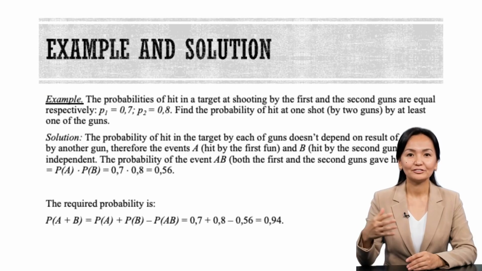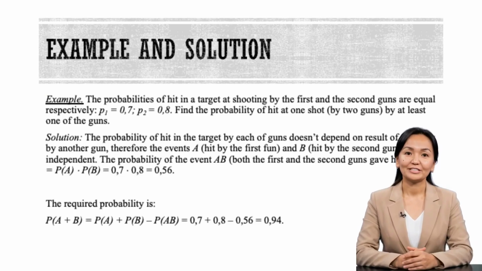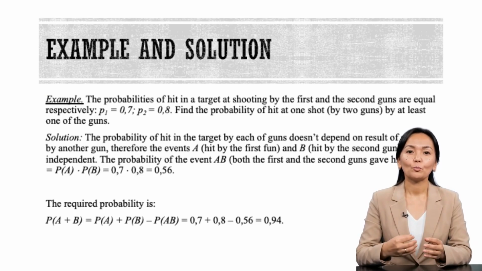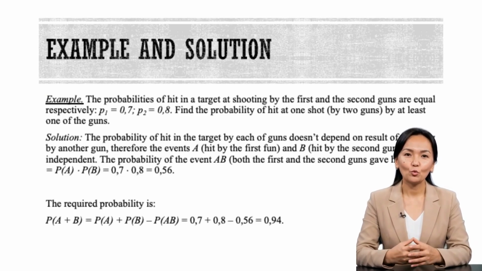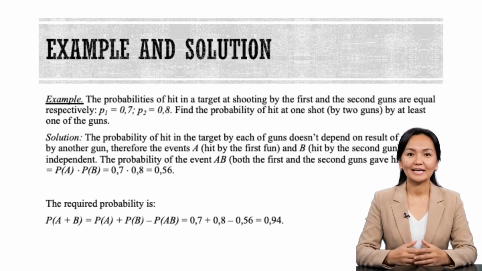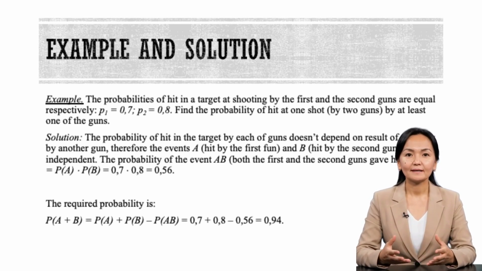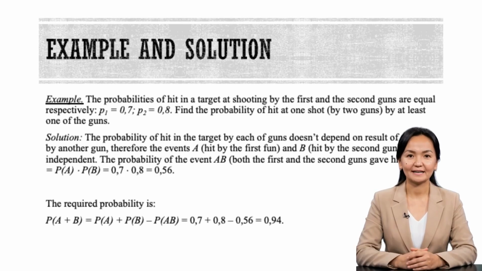Suppose we have two guns firing at a target, and the probabilities of hitting the target are 0.7 for the first gun and 0.8 for the second gun. We want to find the probability of at least one hit when both guns fire once. First, since the guns fire independently, the events are independent. We need to calculate the probability that both guns hit, which is P of AB, and for independent events, this is simply P of A times P of B, which is 0.7 times 0.8, giving us 0.56.